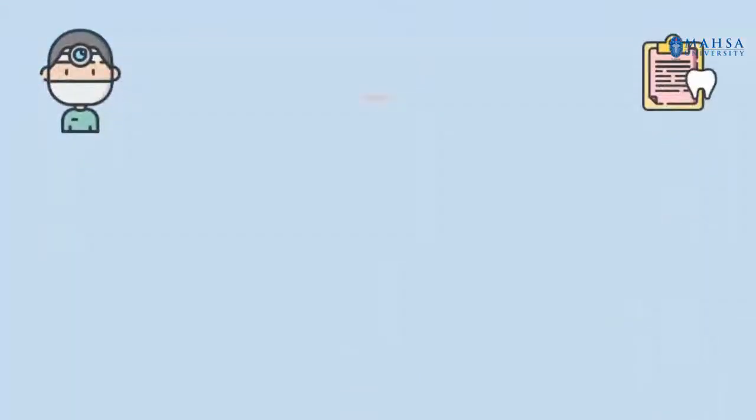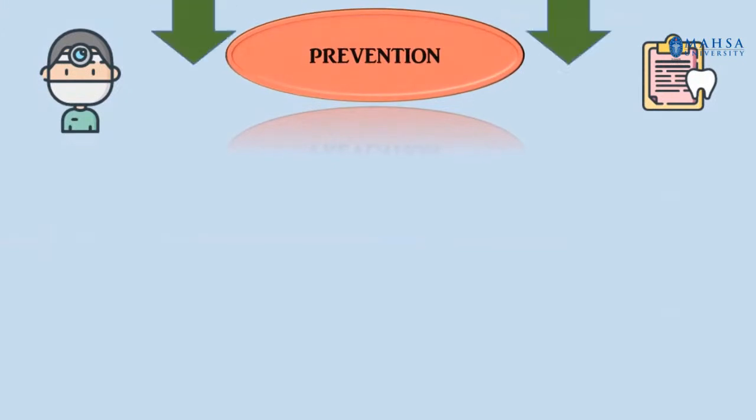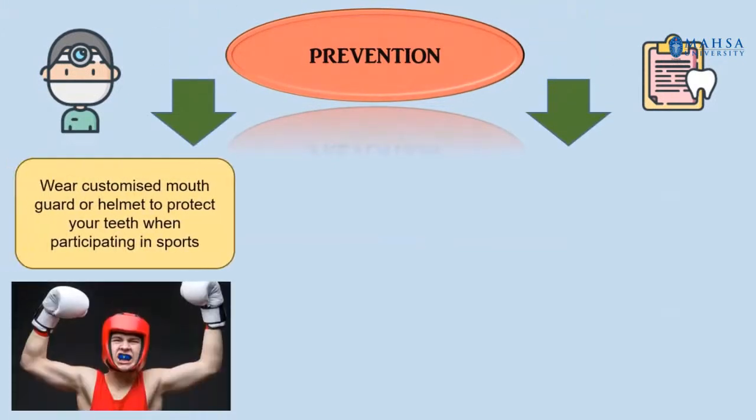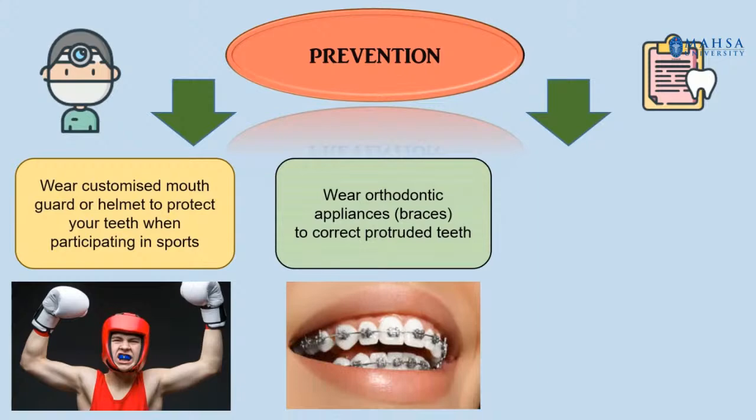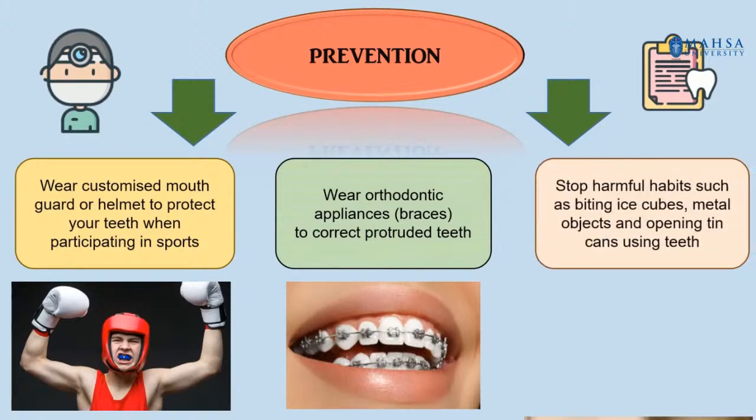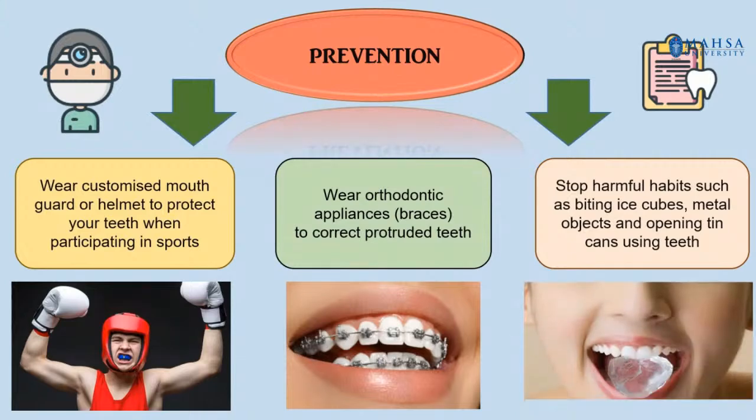Prevention of tooth avulsion. The first is to wear a customized mouth guard or a helmet to protect the teeth when participating in sports. The second is to wear braces to correct protruded teeth. And the last one is to stop harmful habits such as biting ice cubes, metal objects, and opening tin cans using your teeth.